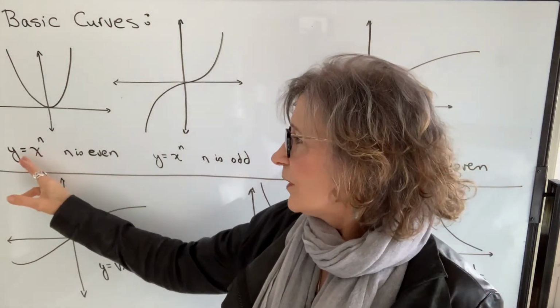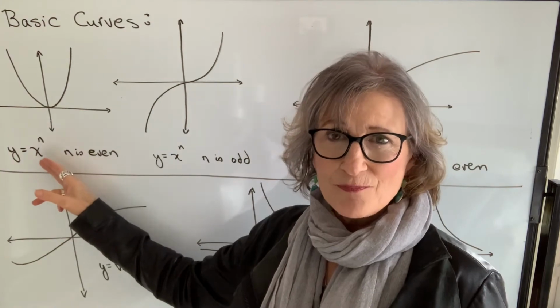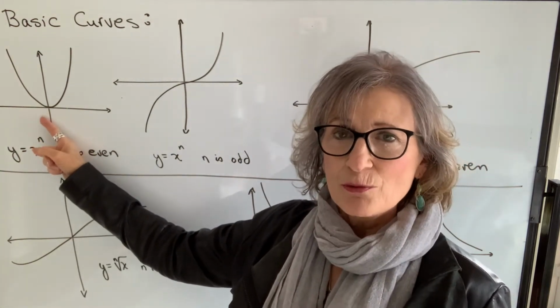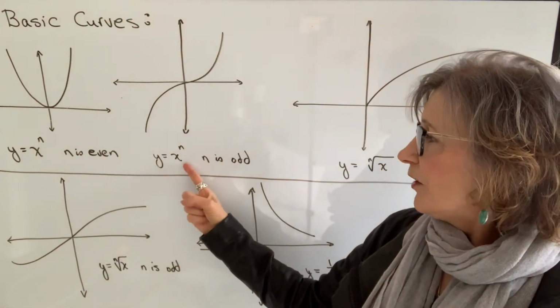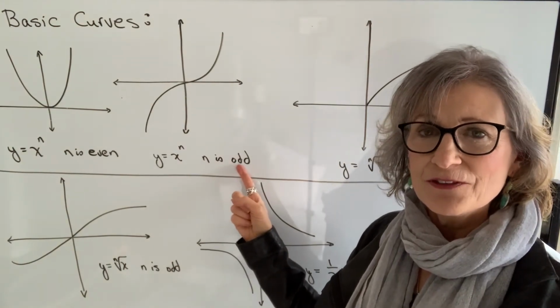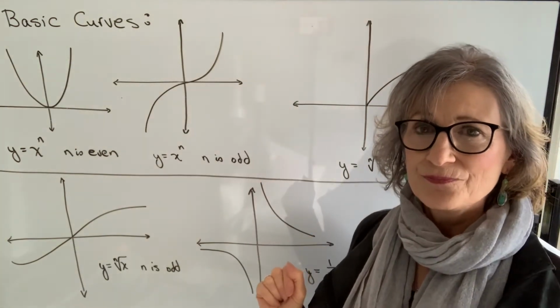So if you have y equals x to the n and n is even, so y equals x squared, x to the 4th, x to the 6th, this is what the shape of the graph will look like. It'll be a parabola. If you have y equals x to the n where n is odd, so x cubed, x to the 5th, x to the 7th, this will be the general shape of that curve.